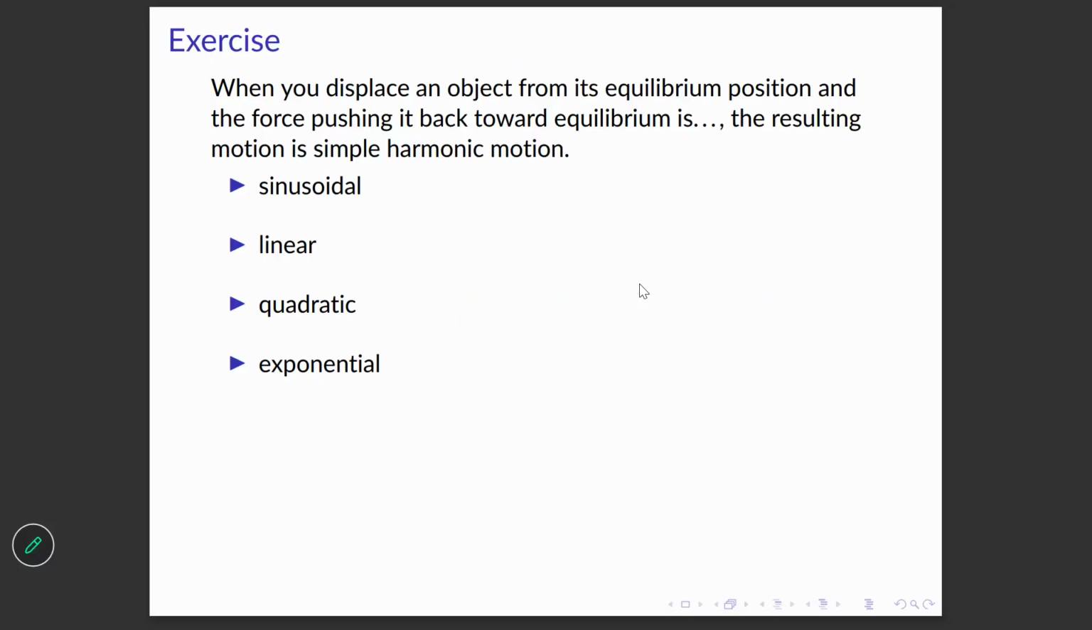Yes, very good. 2 is the correct answer. Linear force gives rise to a sinusoidal motion. Yeah, you remember this? I only droned on about it for like 10 minutes earlier.